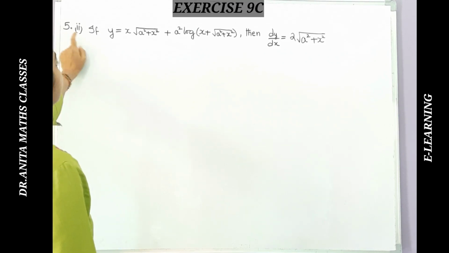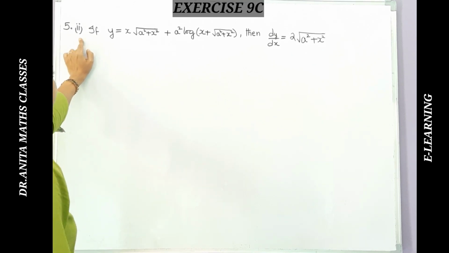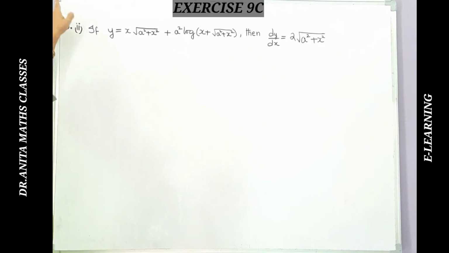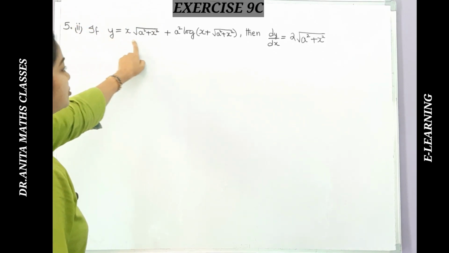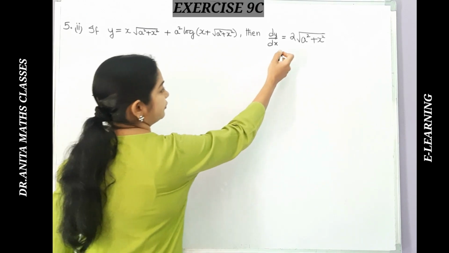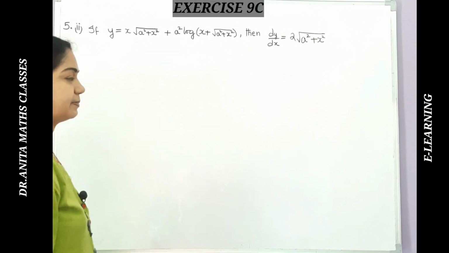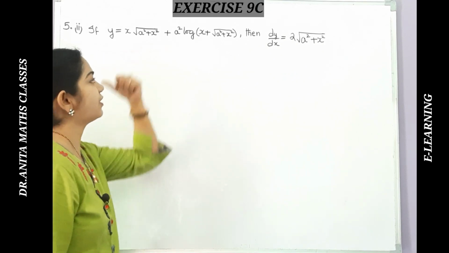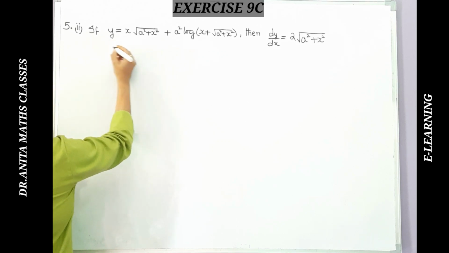In the fifth problem, the first bit was covered in the previous class. Now the second one: establish the following. If y is equal to this big function, then we need to prove dy upon dx is 2 root a square plus x square. So with this big function, let us start differentiating with respect to x.